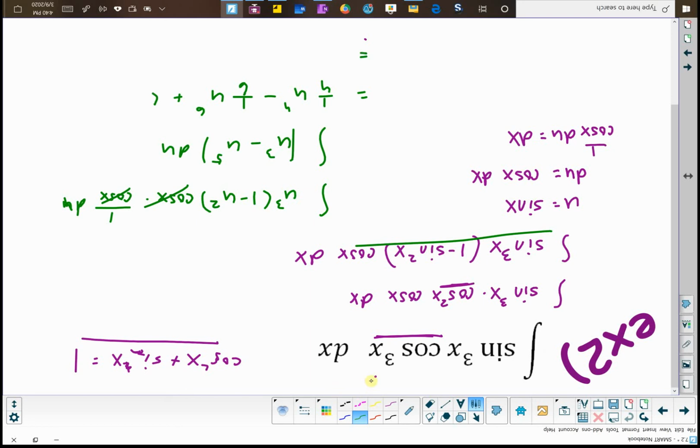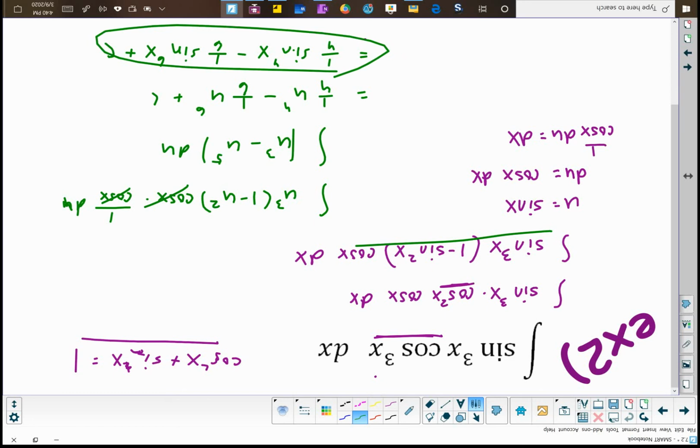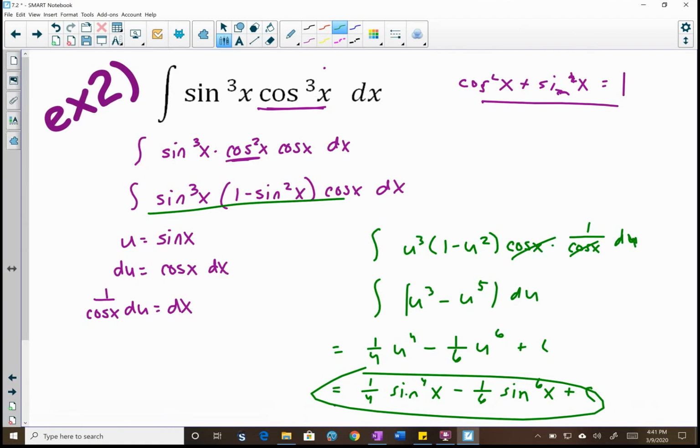Okay, plug back in. 1/4 sine to the 4th x minus 1/6 sine to the 6th x plus c. There we go. There will be some in your homework tonight where you're going to have to try to use some trig. You're trying to get it to work.